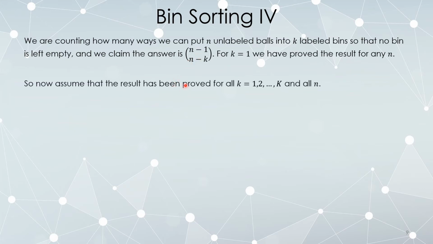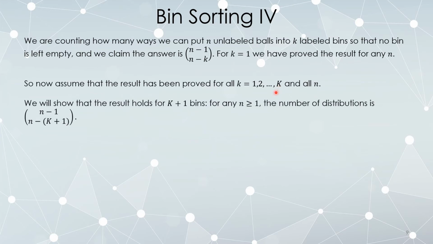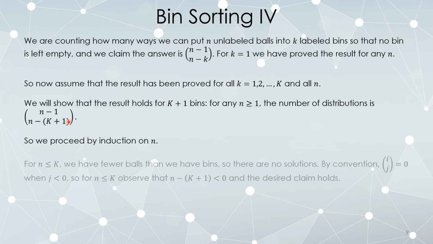Now we assume, doing an inductive proof, that for all n and for all k up to a certain index, the result has been proved. Now what we want to do is show that the desired formula holds for k plus 1 bins. Okay, now the result was that we should have balls minus 1 choose balls minus bins. And here we have balls minus 1 choose balls minus bins, which is now k plus 1. So for this particular claim, we're going to now do an induction on n.